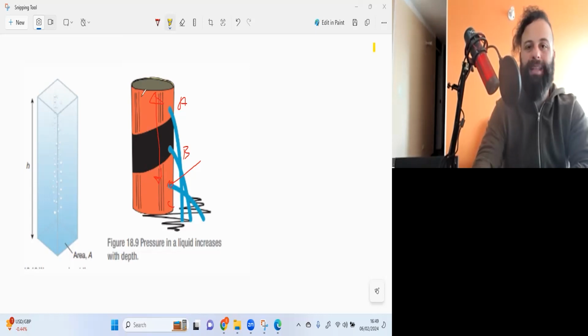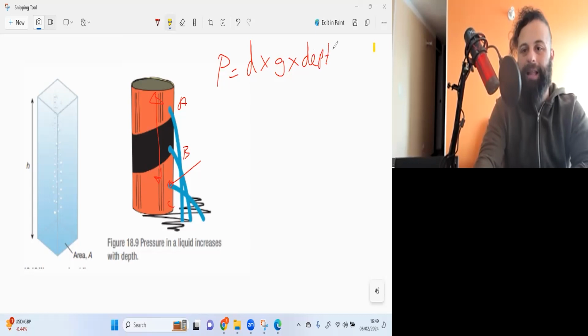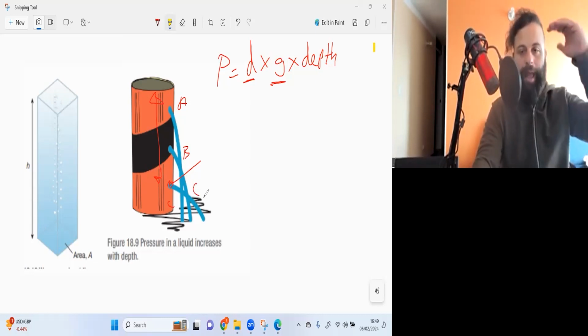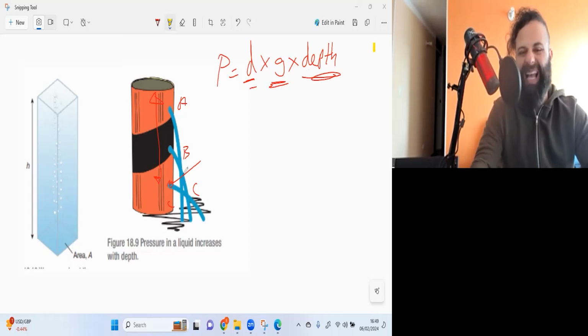Now, because I've got the greatest depth, we know pressure is density times gravity times depth. So at the bottom, I have the same density and the same gravity throughout. A, B, and C all have the same density and gravity, but the depth changes. At C, I have the greatest depth. Because I have the greatest depth, I've got the greatest pressure.